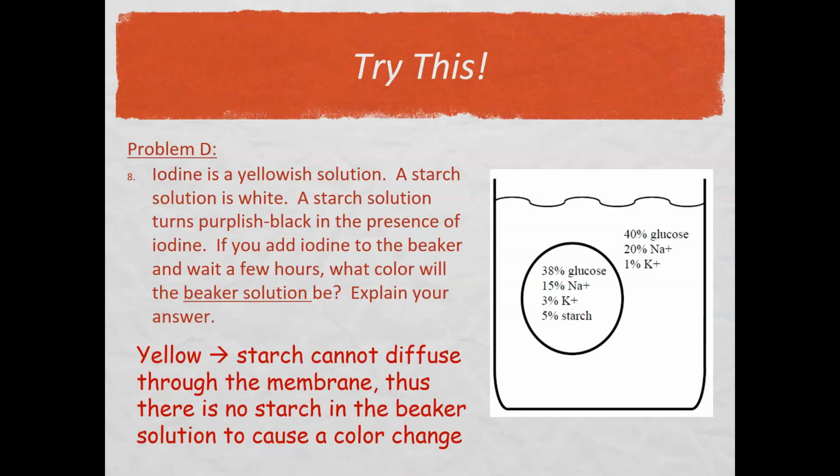And your answer is that the solution in the beaker should stay yellow. There's no starch in that beaker. I've got glucose, I've got sodium, I've got potassium. The starch is all in the cell, but remember that the starch is impermeable to that membrane, meaning it can't pass it, meaning it can't get out of the cell. So I can put as much iodine into that beaker as I want. It's never going to come in contact with the starch in the beaker itself. And so it's going to stay that sort of yellowish color.